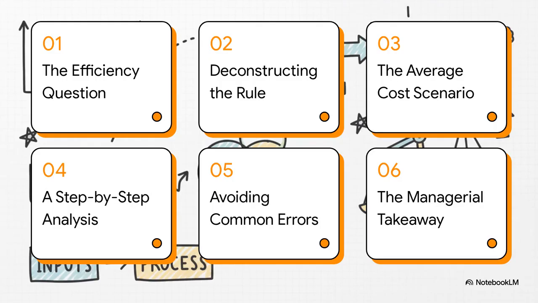So here's our roadmap for today. We're going to start by digging deeper into the why, this whole efficiency question. Once we get that, then we'll tackle the how, the specific math tool we need to solve it. From there, we'll apply this tool to a realistic business scenario, walk through the math step by step, talk about some common mistakes I see all the time, and then, most importantly, we'll translate our math findings back into something you can actually use, real business intelligence.